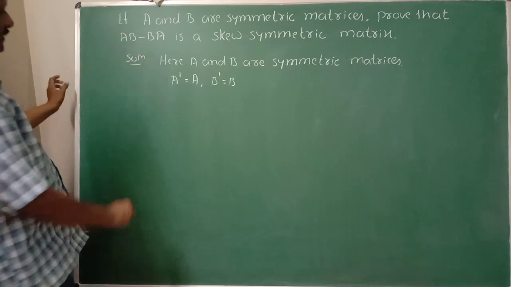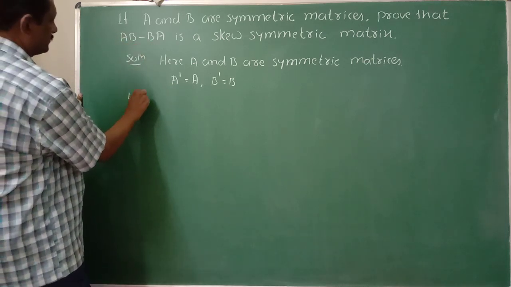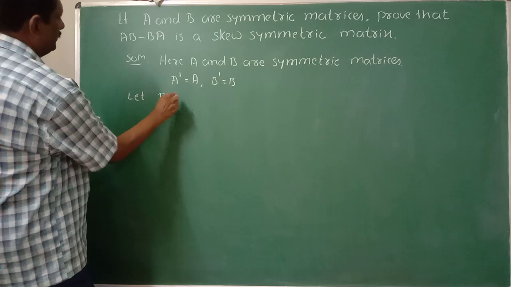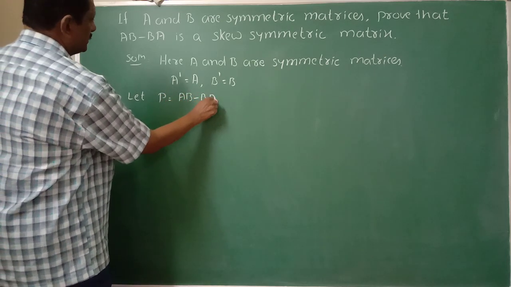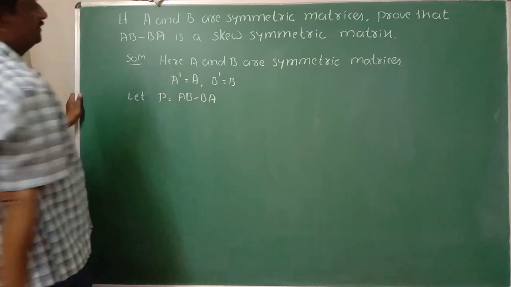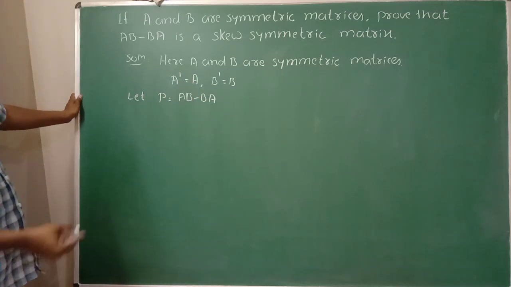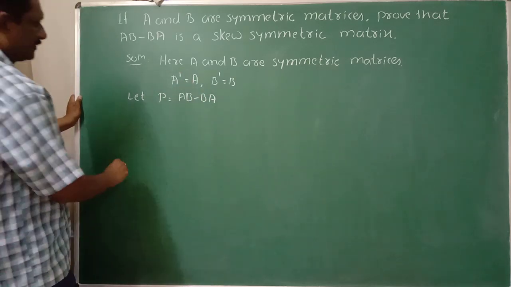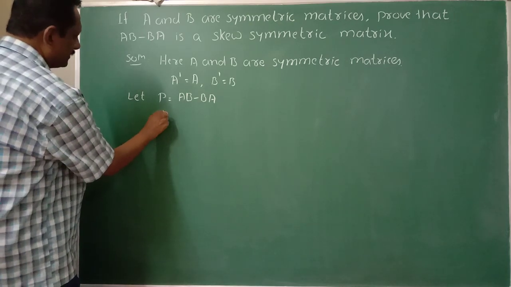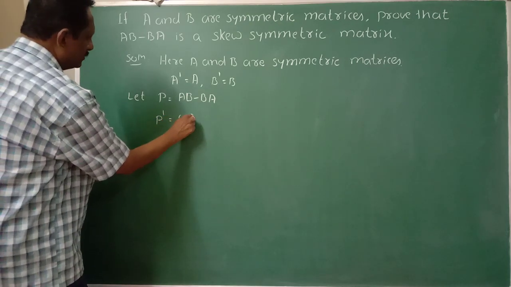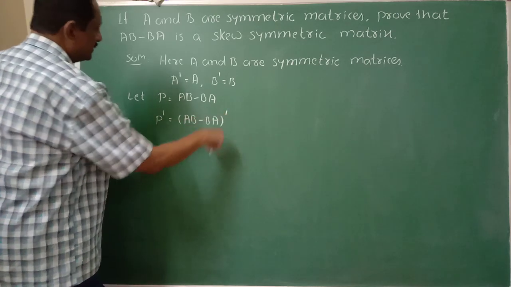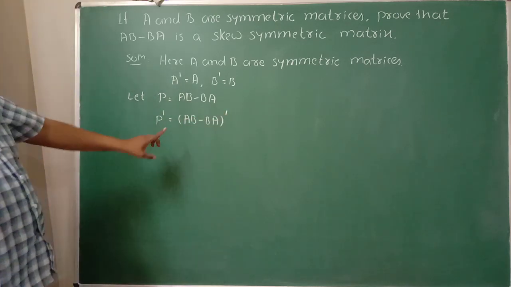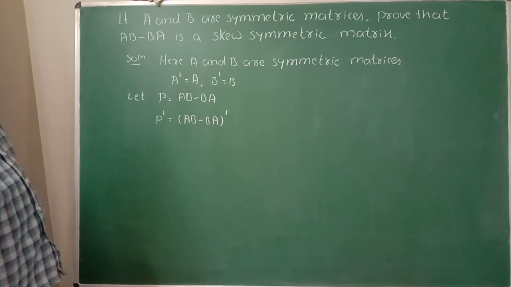Consider this as P. P is equal to AB minus BA. Now take its transpose. So P dash is equal to AB minus BA whole dash, taking the transpose on both sides.